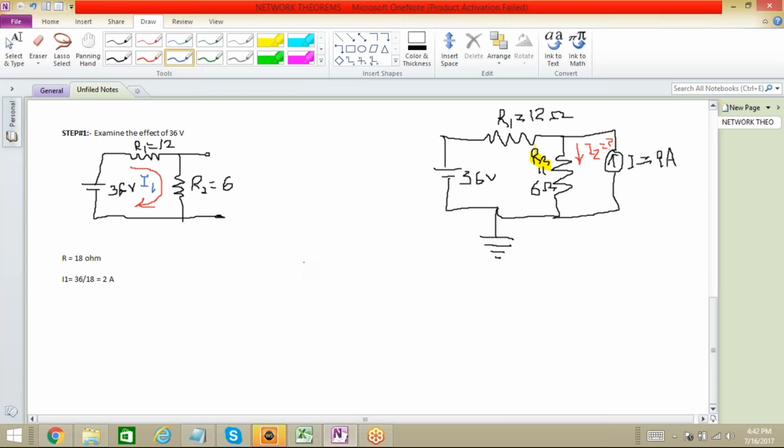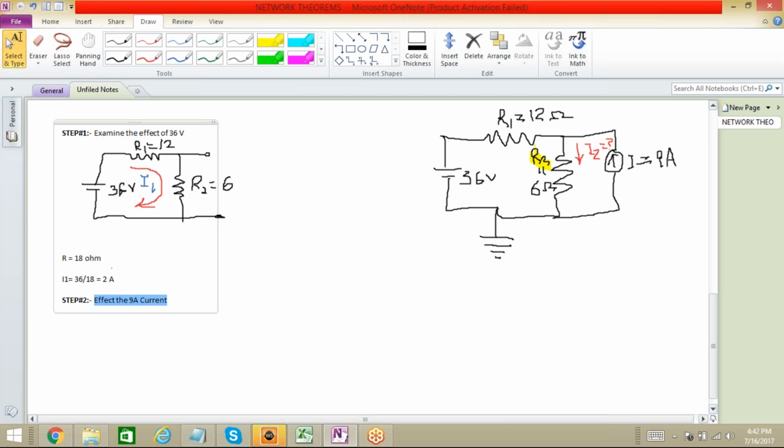Fine. Now, as a next step, what we need to do? As a next step, under step number 2, we are supposed to replace the current source, that is the 9 ampere current source. Or we can say, we have to replace the voltage source, sorry. We have to understand the effect of the 9 ampere current over the circuit. Fine.